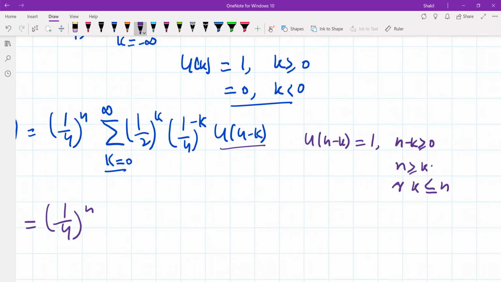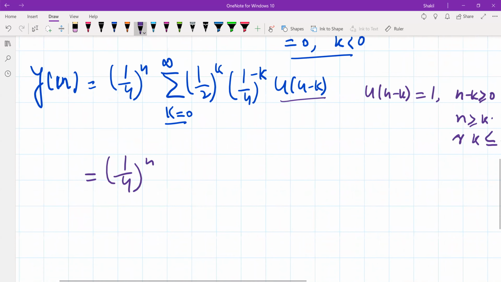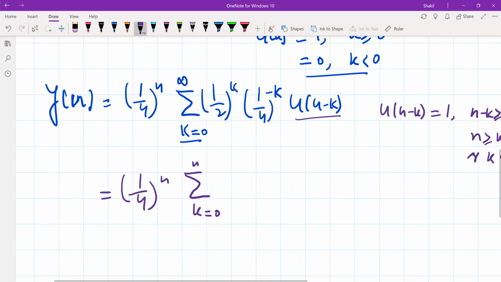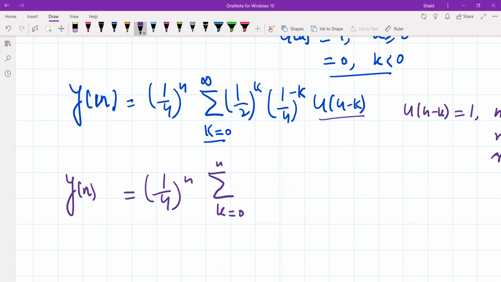So this sum means this is equal to 1 when k is less than or equal to n. So this sum will run from k equal to 0 to n, meaning k can go up to n. And since I am calculating the value of y of n, the sum runs from k equal to 0 to n, and then this will be (1/2)^k (1/4)^(n-k). Now let's focus on these terms.